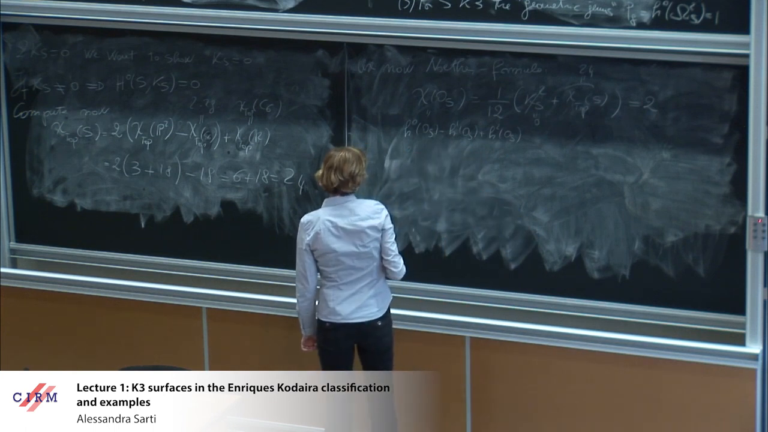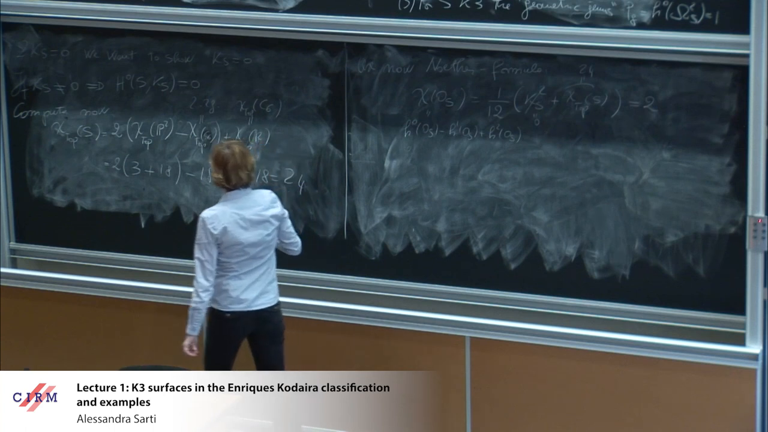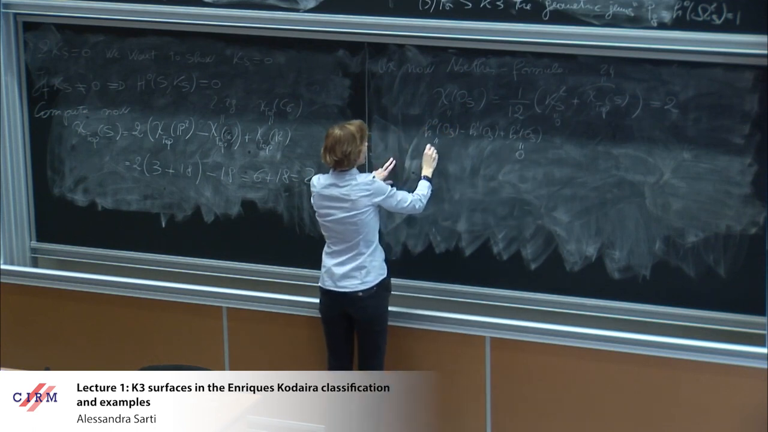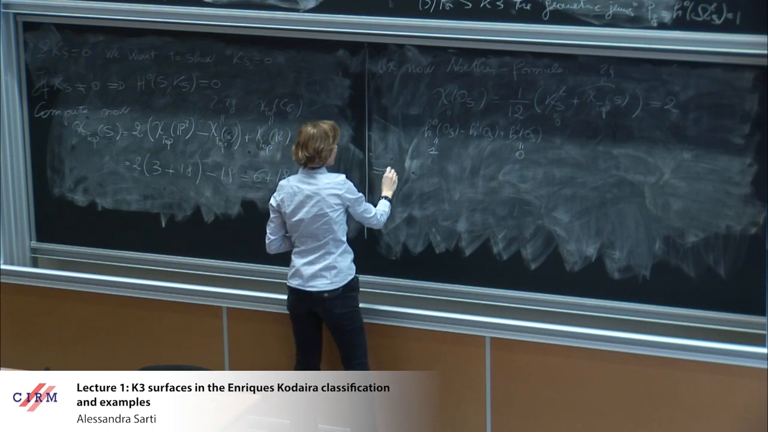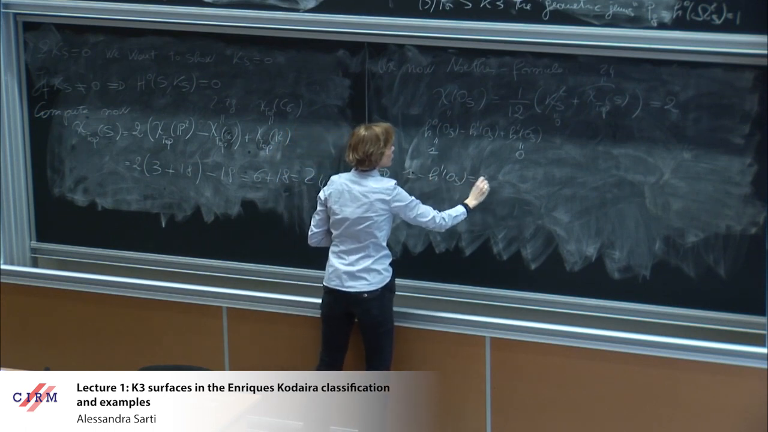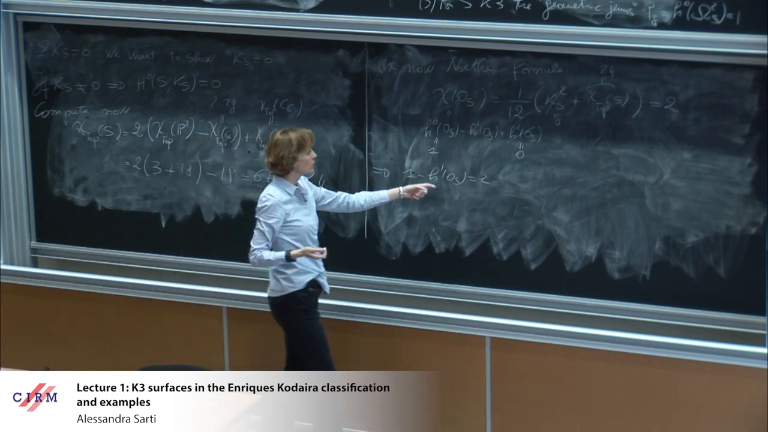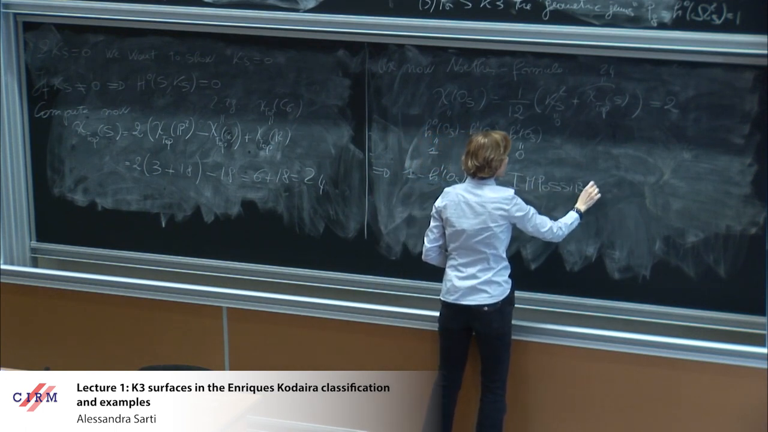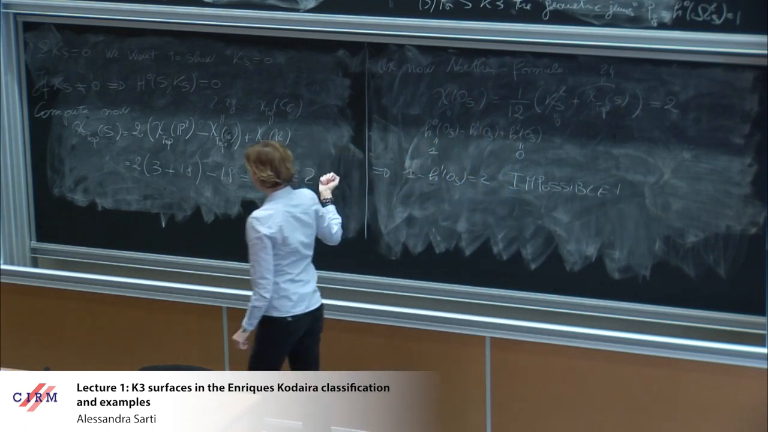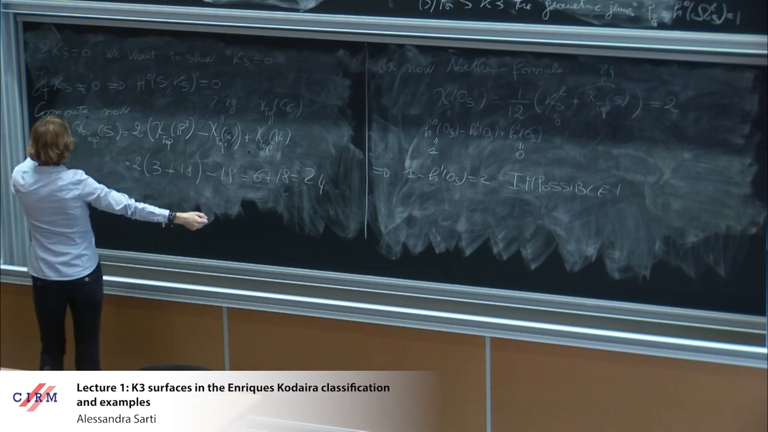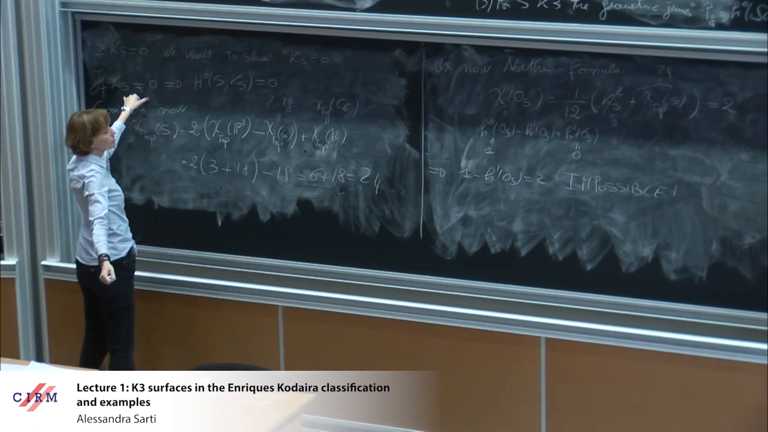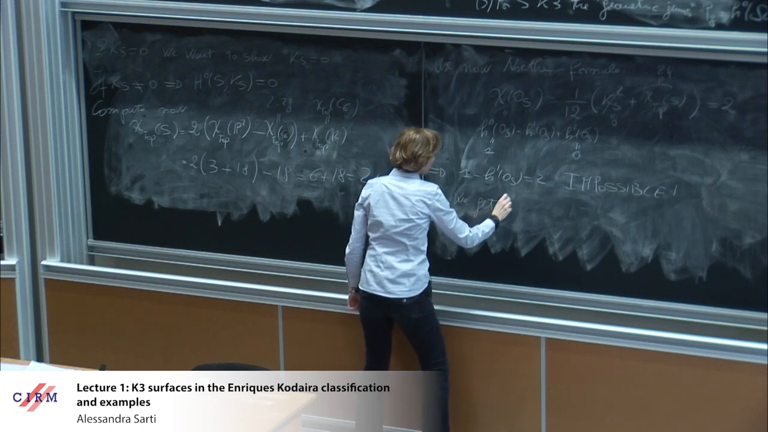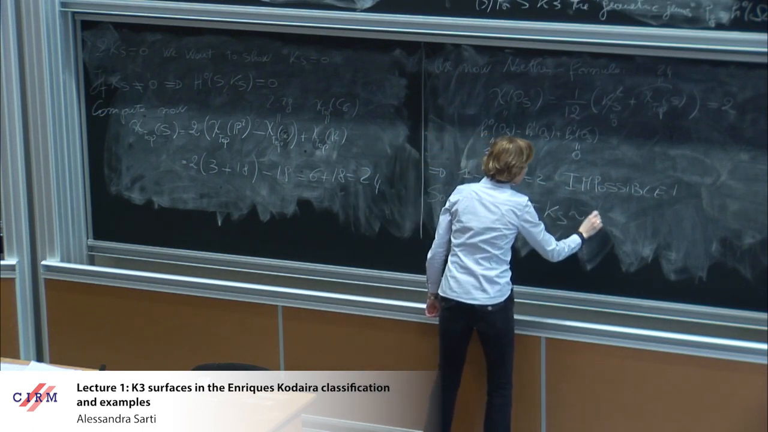But now we have this: h^2 is the dual of h^0, so this is 0, and h^0 is 1. So I get that 1 minus h^1(O_S) is equal to 2, which is impossible, of course, since h^1 is bigger than or equal to 0. This contradiction was coming from the fact of assuming that K_S is not trivial. So we get that K_S is equivalent to 0.